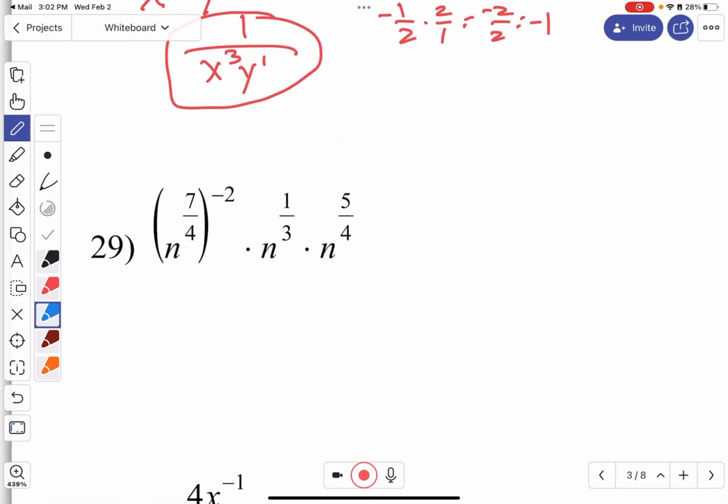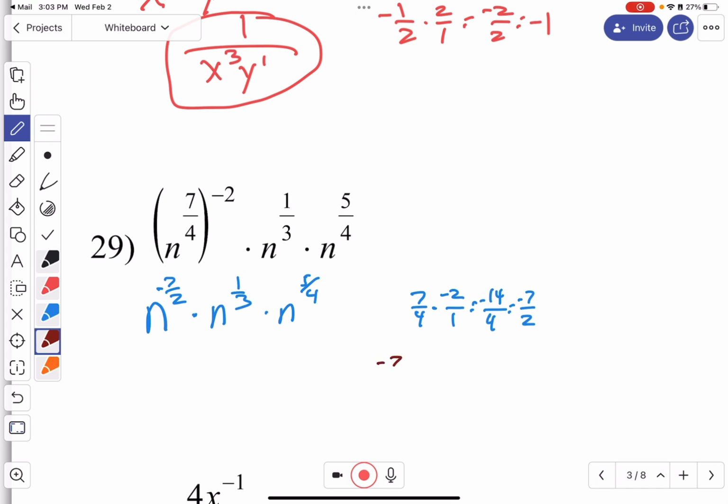Multi-step ones now. So we're going to multiply first. So that's going to be n. So we've got 7/4 times negative 2 over 1. So negative 14/4, which is negative 7/2. So I'm going to leave it there for now because we have to go times 1/3 times n to the 5/4. So now we have to add.